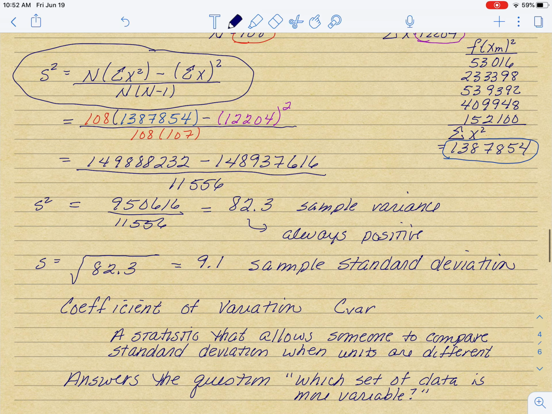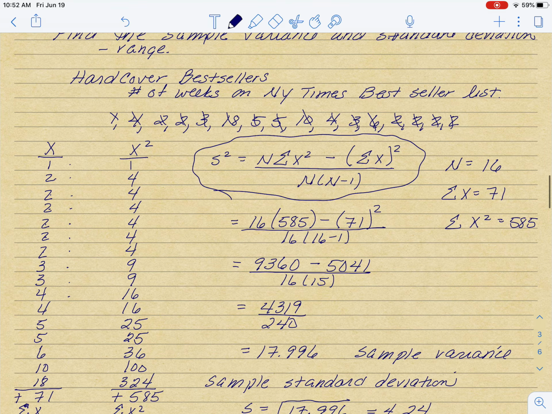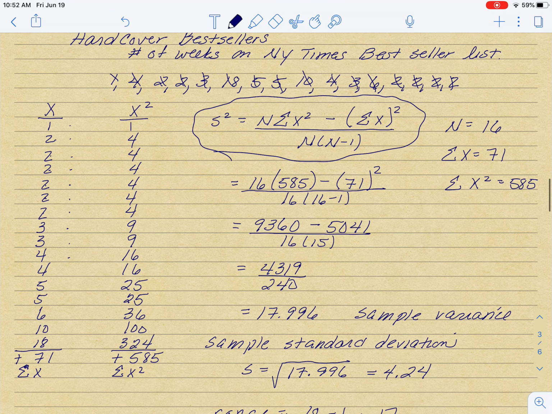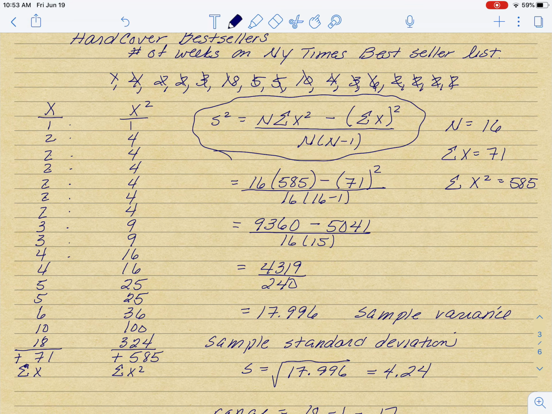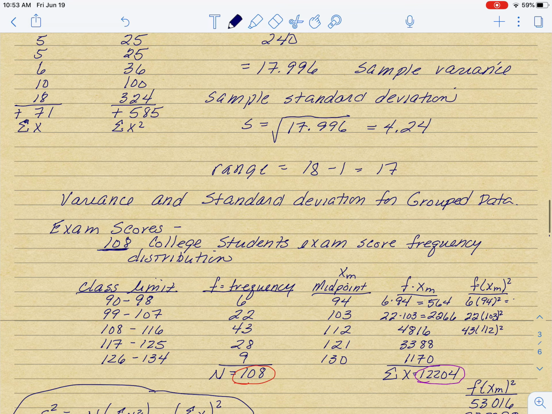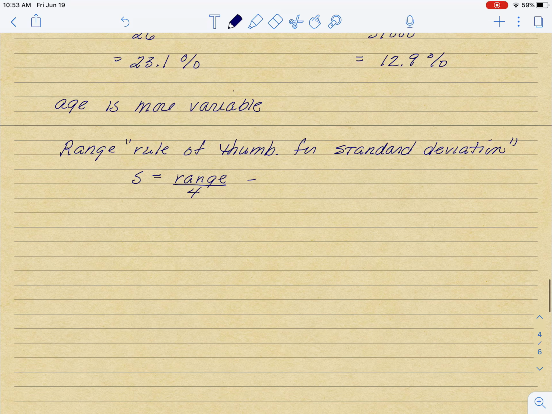So let's find a data set that we can look at. We'd have to actually have the full data set. So here's the data set for hardcover bestsellers, and we want to look at an approximation for the standard deviation. The range, remember, is the biggest value minus the smallest value. We found the range here, and it was 17. So for this rule of thumb, we did 17 divided by 4, and we would get 4.25. And so that's a rough estimate of the standard deviation.